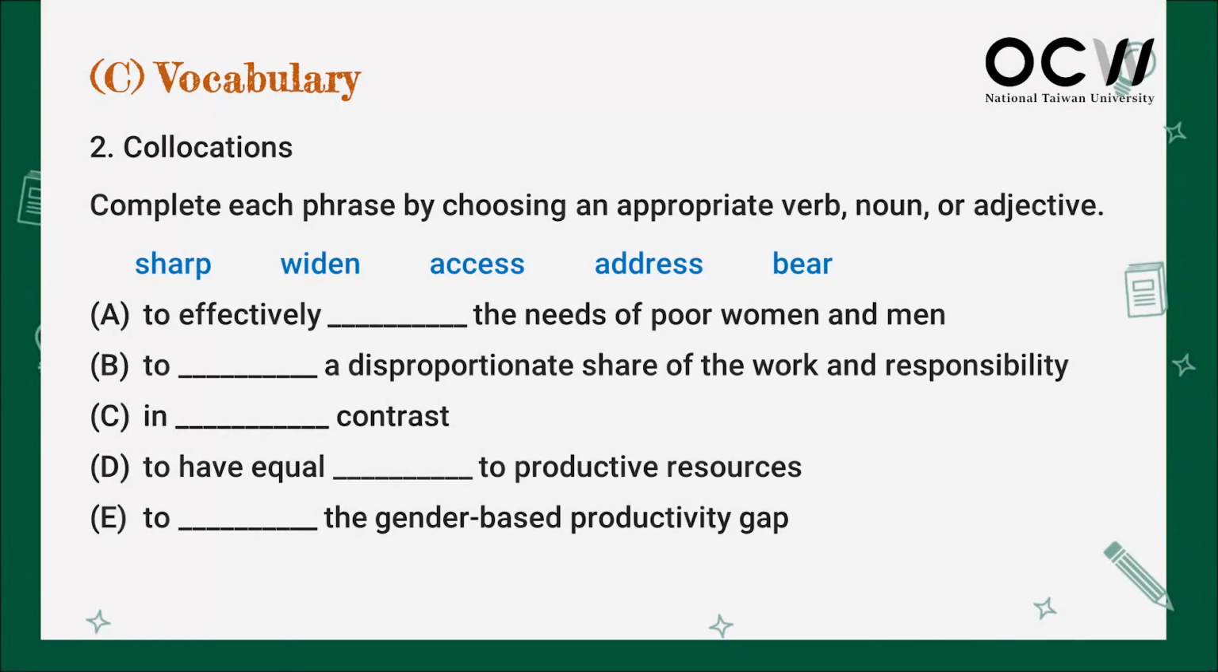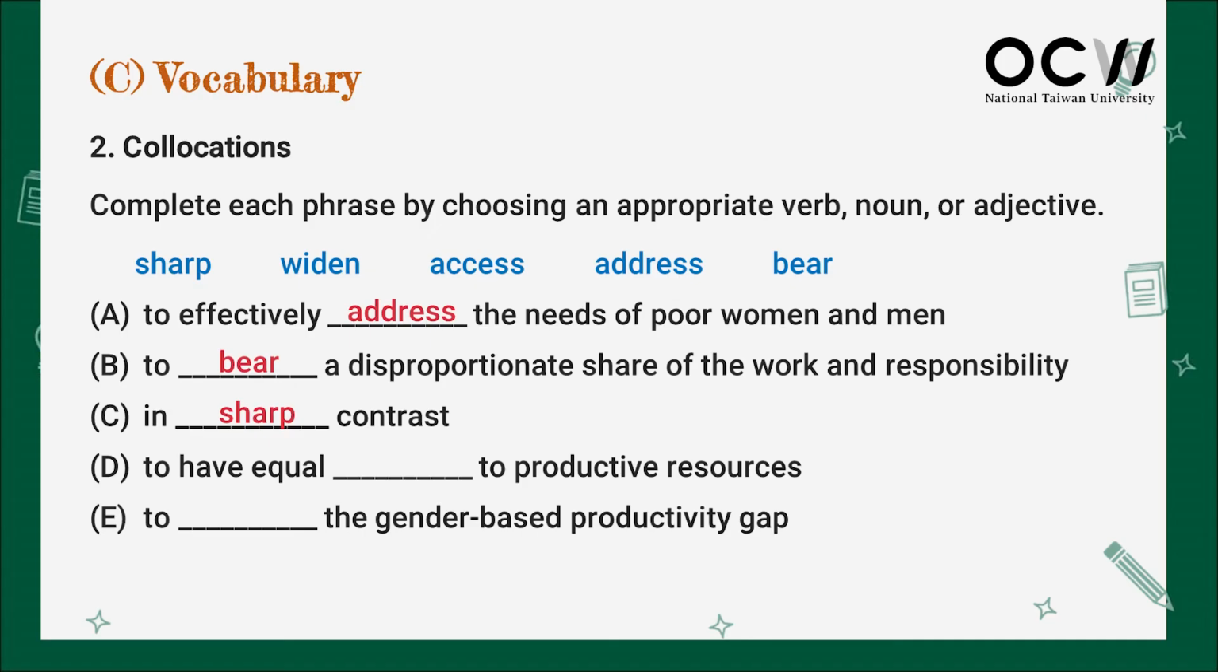Now that we're back, let's look at the first one. So the first should be to effectively address the needs of poor women and men, because the word address could be both a noun or verb. Did you get it right? The second one should be to bear. Again, a noun and a verb. To bear disproportionate share of work and responsibility, the word bear became to carrying the load, to do the work.